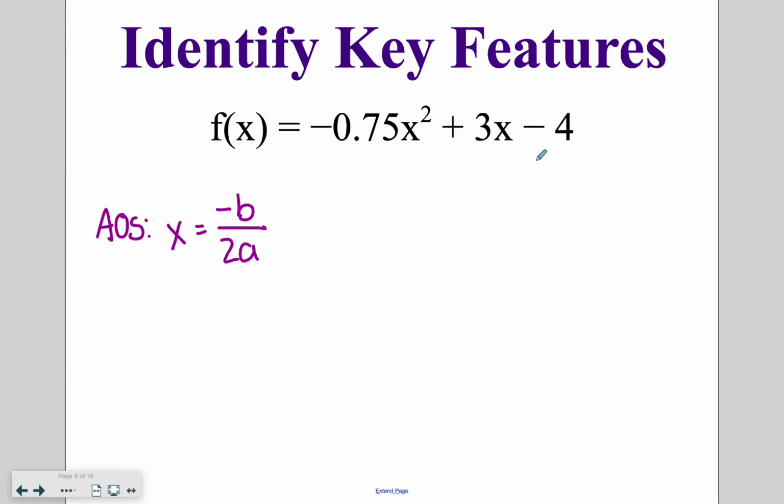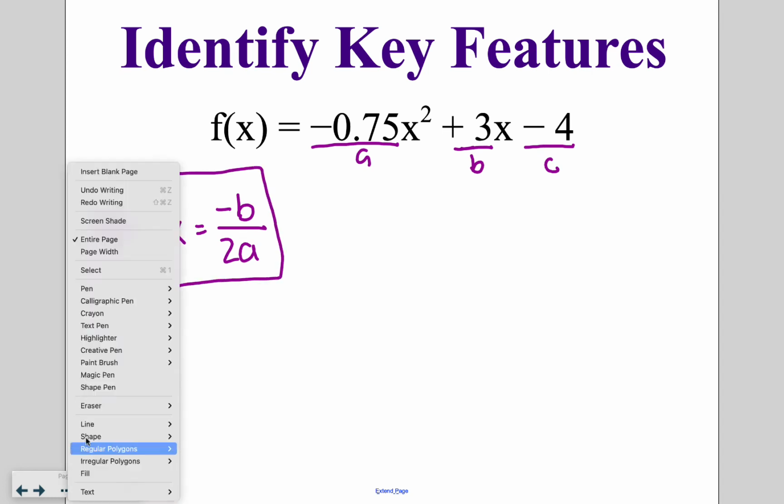So when I come back to identifying these features, the first thing I want to do is label my numbers. So negative 0.75 is a because it's in front of x squared. B is a positive 3 because it's in front of x. And then C is negative 4 because it's that last number being added or subtracted. So this is our formula for calculating our axis of symmetry.